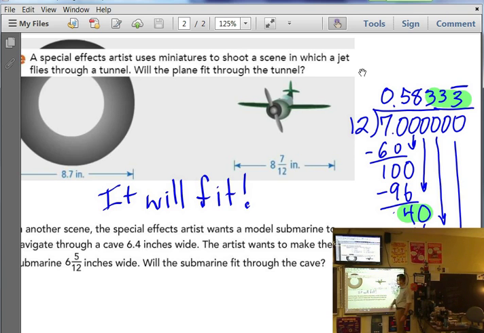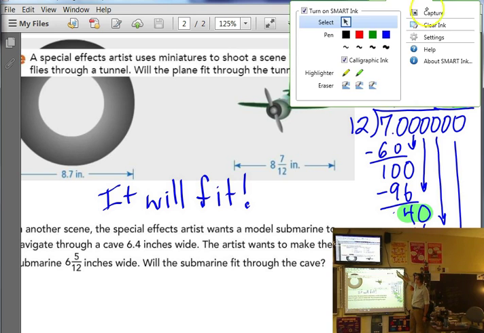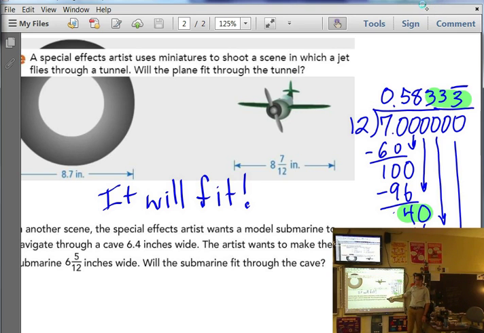So it will fit. And then we would do the same thing down here, but this is a bit harder since it's 4/10 and 5/12. So we would just want to compare the decimal values.